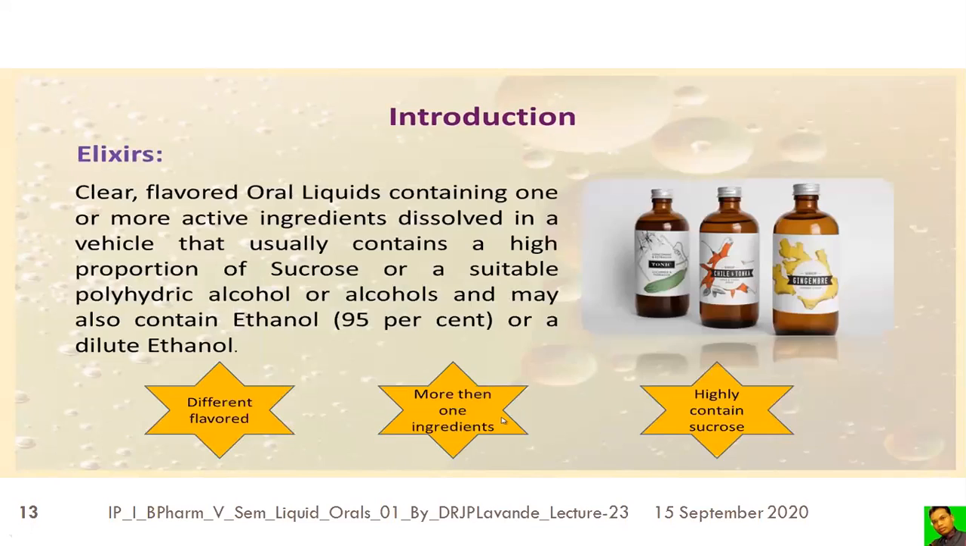Elixir. What is an elixir? Again, elixir is a kind of liquid dosage form. Elixirs are clear, flavored oral liquids containing one or more active ingredients dissolved in a vehicle that usually contains a high proportion of sucrose or a suitable polyhydric alcohol or alcohols, and may also contain ethanol 95% or a dilute ethanol, isn't it?